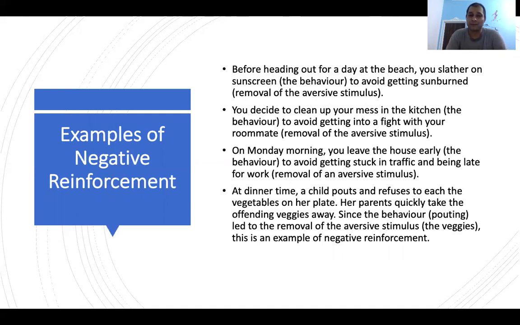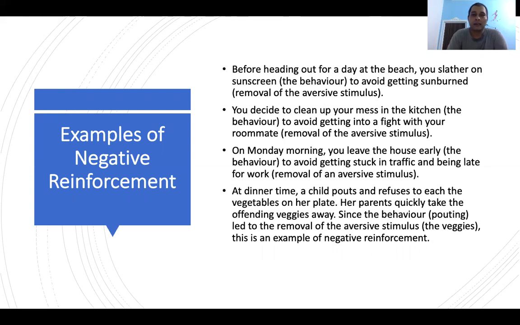At dinner time, a child pouts and refuses to eat the vegetables on the plate. So the parent quickly takes the offending veggies away. Since the behavior led to the removal of an aversive stimulus, this is an example of negative reinforcement. Can you identify the negative reinforcement in each of these examples? Sunburn, a fight with your roommate, and being late for work are all negative outcomes that were avoided by performing a specific behavior. By eliminating these undesirable outcomes, the preventive behaviors become more likely to occur again in the future. That's how you understand negative reinforcement.